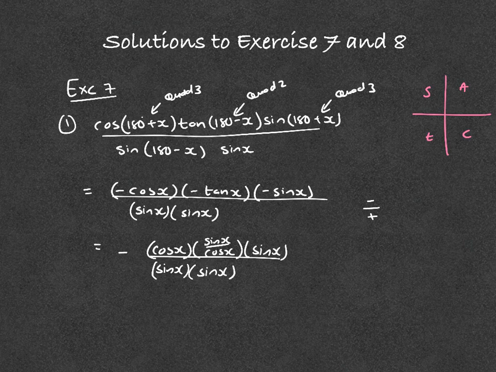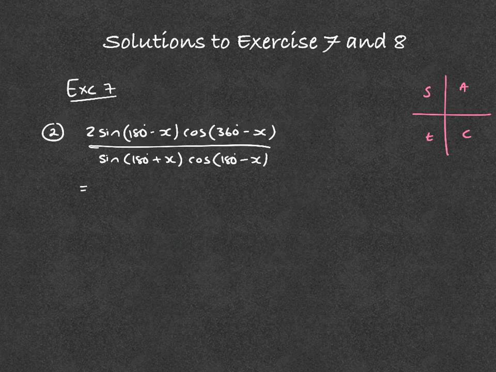Okay, next up, what are we going to do? We're going to divide. Sin x divided by sin x is 1. Then we've got cos x divided by 1 over cos x. That's 1. And then we've got the sin x divided by sin x, which is equal to 1. So the answer is just minus 1. Alright. Question 2.